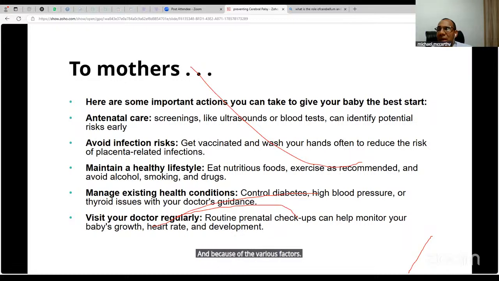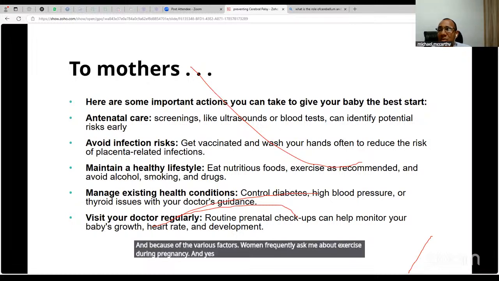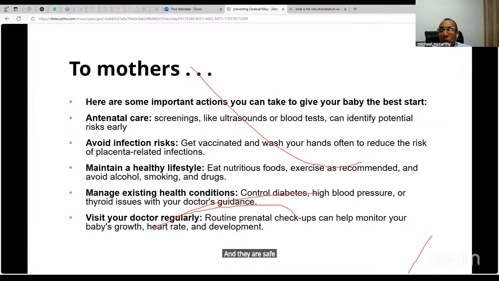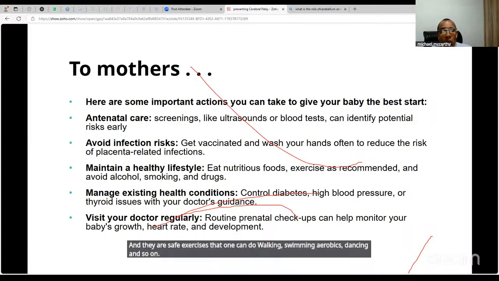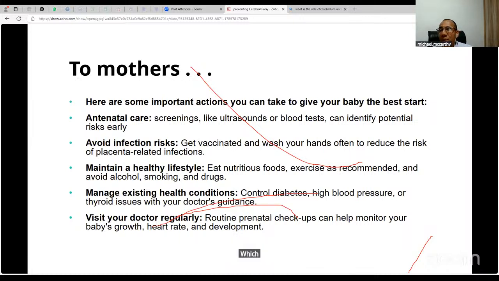Women frequently ask me about exercise during pregnancy. And yes, you can have exercise during pregnancy, and there are safe exercises that one can do: walking, swimming, aerobics, dancing, and so on, which can really be helpful to increase blood flow.